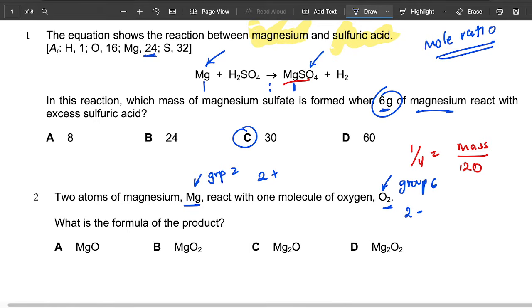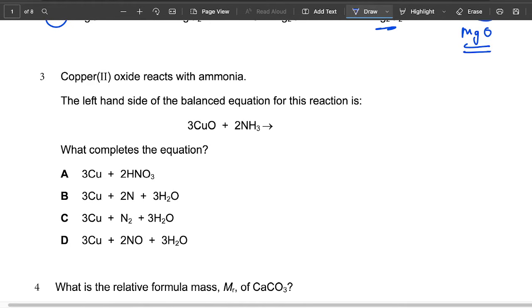So the valency is 2 and 2, which is Mg2O2. This simply means that the 2 valencies cancel out each other, so it will become MgO. That's the reason why it can't be this one. So the answer is MgO. Every time they have the same valency, they cancel out each other and it becomes Mg1O1. So the answer for number 2 is A. We move on to the next question.